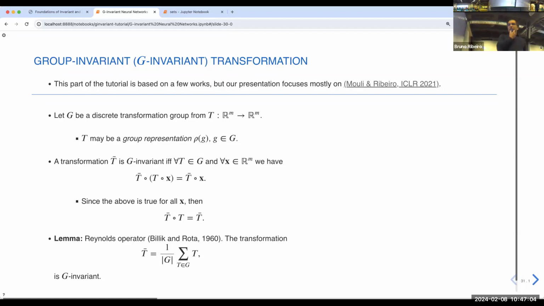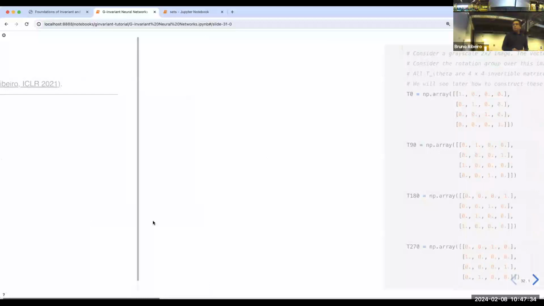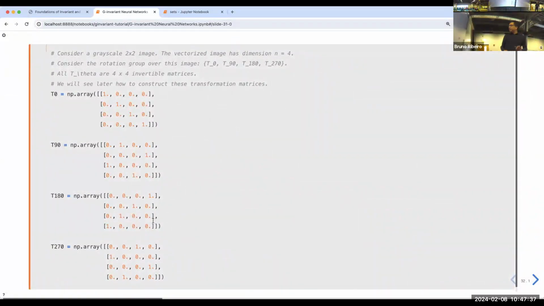So what you can do, you can use the Reynolds operator, which is a way of creating this T bar matrix. What is that for finite groups? It's really simple. If you think about a linear group, you get the matrices that represent your transformations. You just add them all and average them, right? You just average them all. And this average transformation has this property. Okay? And I'm going to prove it to you. But before I prove it to you, I'm going to show you that that's the case.